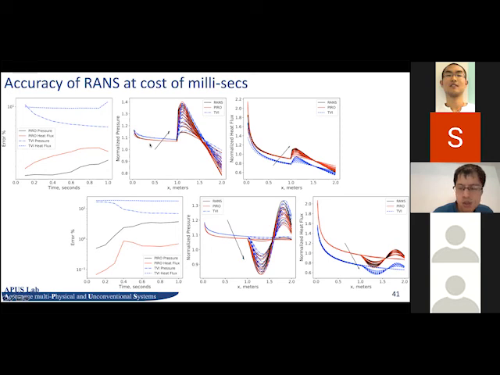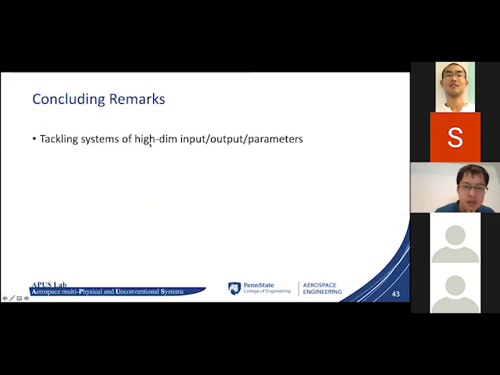And with this, we are essentially able to explore in a more extensive parametric manner these different aerothermoelastic configurations for hypersonic vehicles.